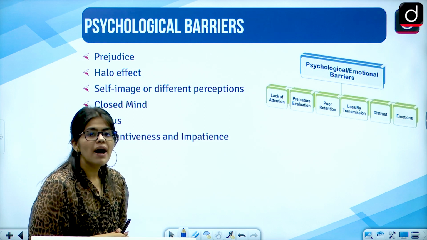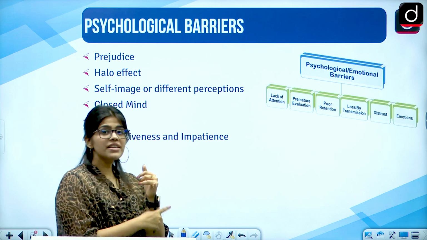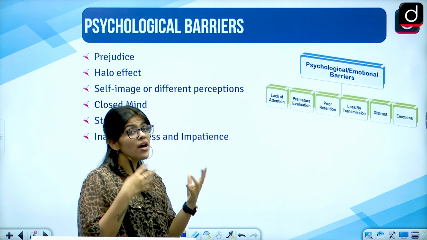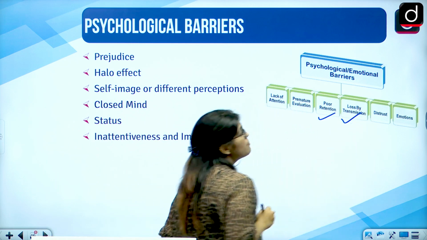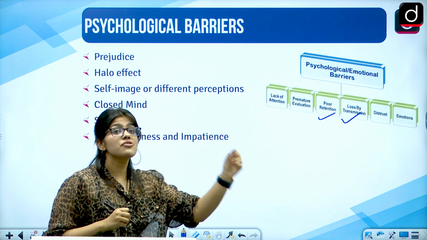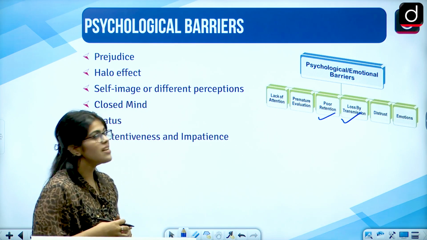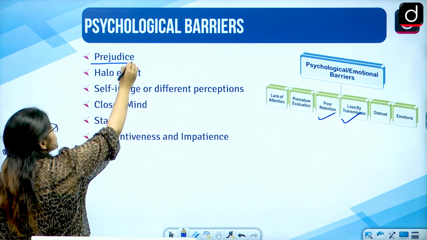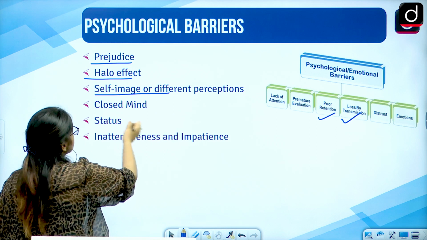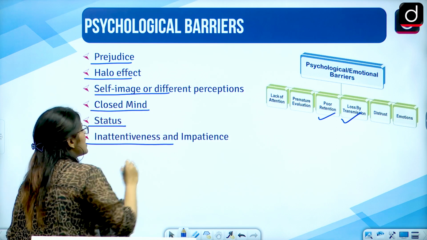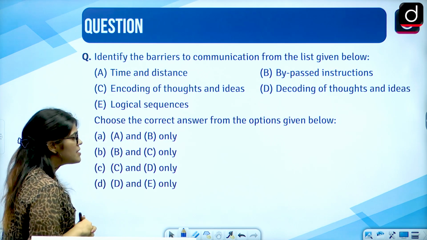Then come your psychological barriers. The psychological barriers are the barriers that are inside your brain. These can be lack of attention, premature evaluation, poor retention, loss by transmission, distrust that you have in another person, or the different emotions that are associated. So it can be prejudice, the halo effect can also fall under it, self-image and different perception, closed mind, status, and inattentiveness and impatience are a few barriers that we have.